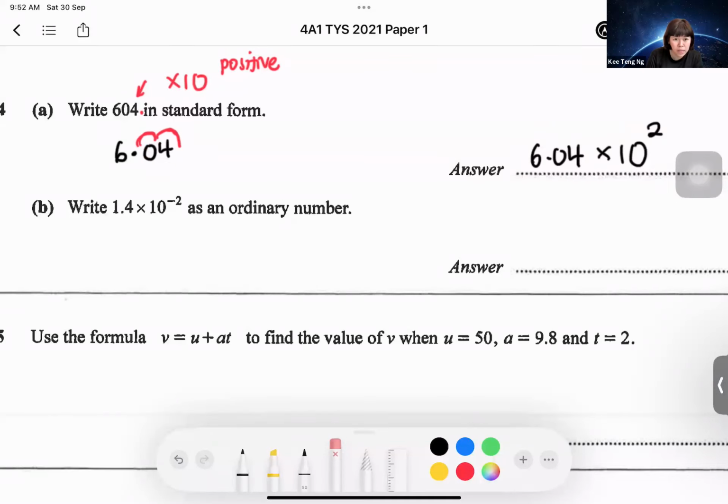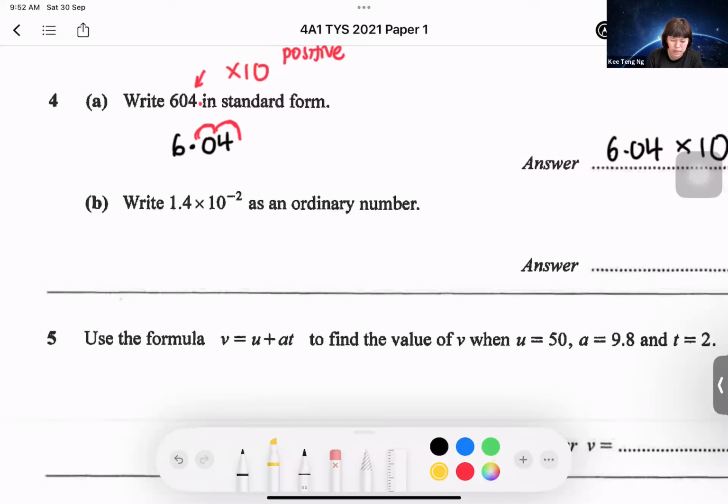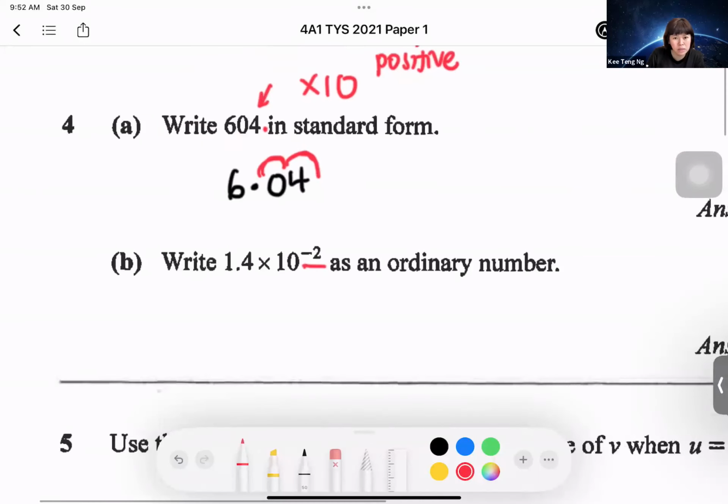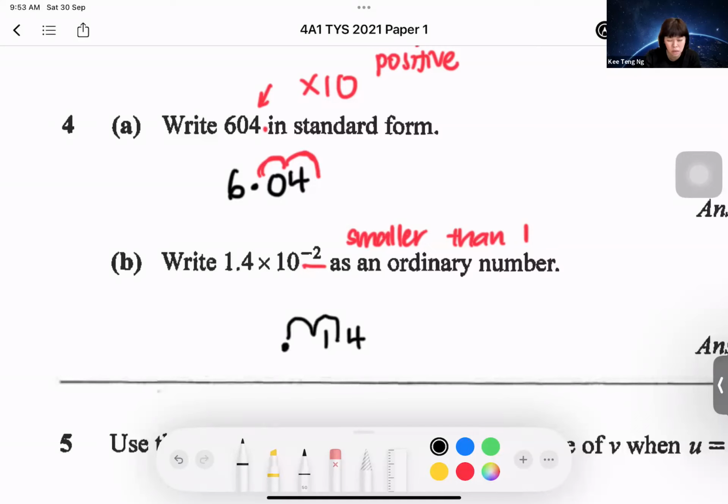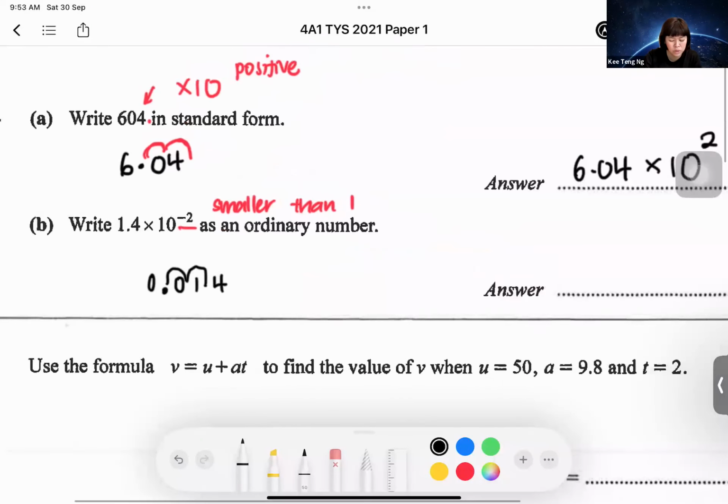Next, write 1.4 times 10 to the power negative 2 as an ordinary number. As you can see, this is a negative power 2. When it's a negative power, it means it's smaller than 1, so this will be 0 point something. I started off with 1.4. I need to shift my decimal place 2 times to make it a number smaller than 1. So this one will be 1, 2. The decimal place ends here, so this will be 0.014.